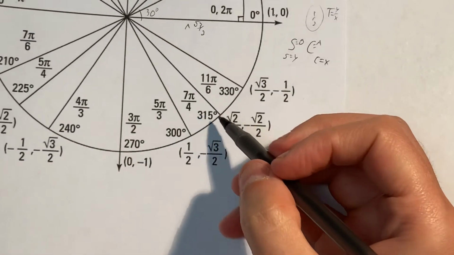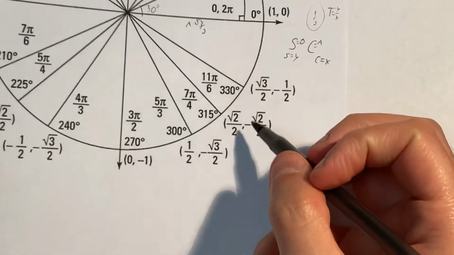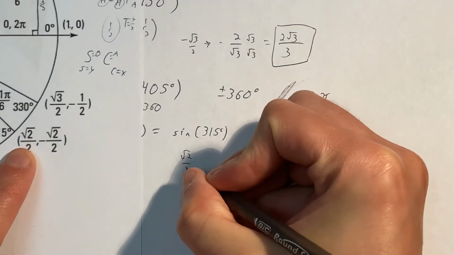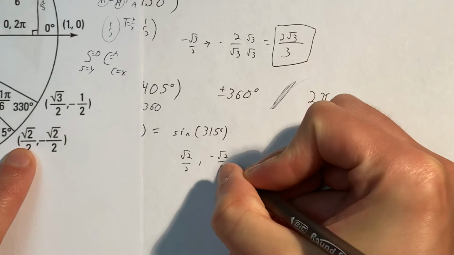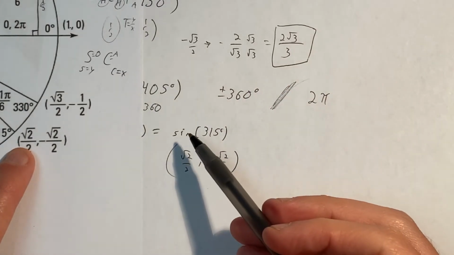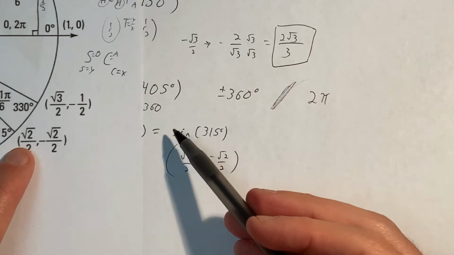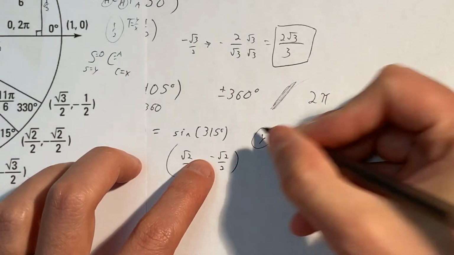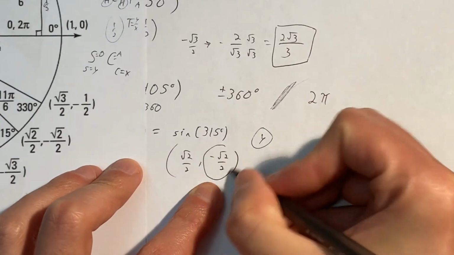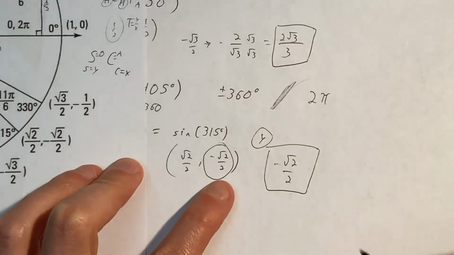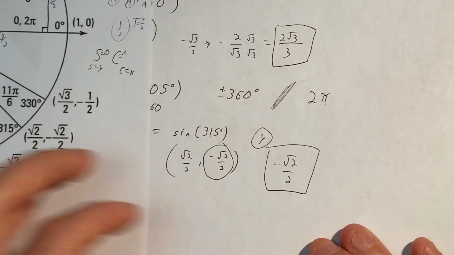Now, 315 degrees. We've got this ordered pair right there. So, root 2 over 2, negative root 2 over 2. So, sine, is that the x value or the y value? It's the y value. This is the y value, so the answer is negative root 2 over 2. Cha-ching!